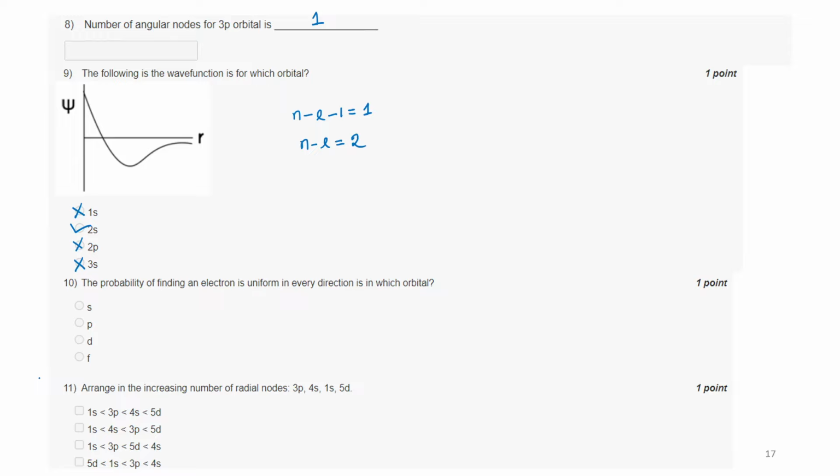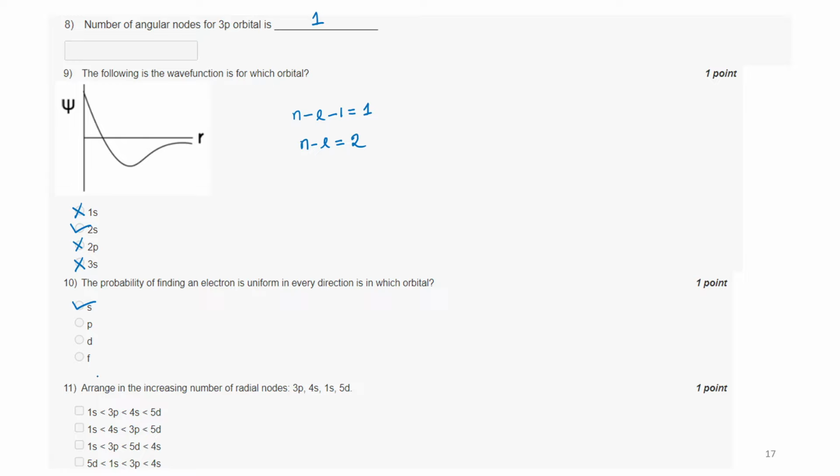Now question number 10, the probability of finding the electron is uniform in every direction in which orbital? So out of this, only s orbital is spherical. So the probability of finding that electron will be uniform only in the s orbitals.